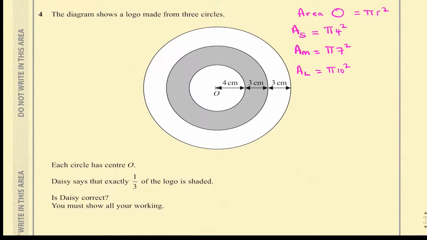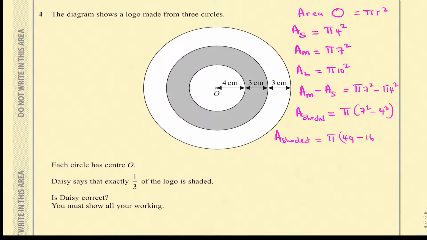So to find the shaded part, we need to take the small area from the medium area. So we go area of medium minus area of small, which will be pi 7 squared minus pi 4 squared. In this situation, pi is common, so the area of the shaded part would then become pi into bracket 7 squared minus 4 squared. Now 7 squared is 49, so area of the shaded will be pi times 49 minus 16.